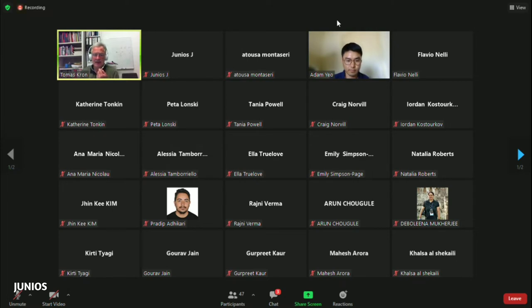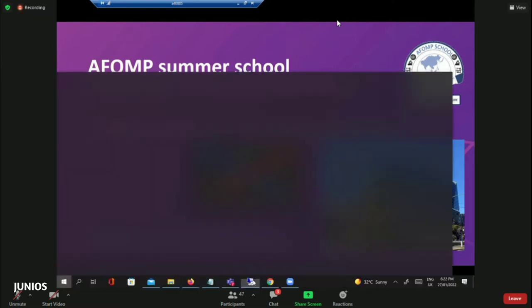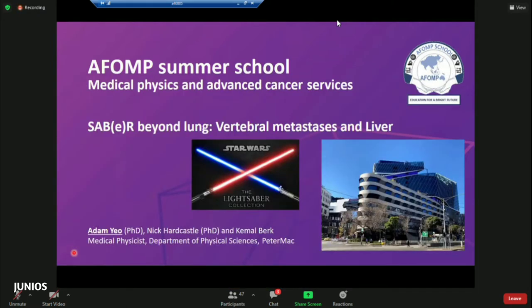The next speaker is Adam Yeo, who will talk about vertebral metastases and the liver. We've chosen these two because in patterns of care studies, or patterns of practice studies, in the US at least, after lung cancer, the liver and vertebral mets are the second most commonly treated targets in SABR treatments. So we felt it would be useful to give a lecture about that, because they are actually a lot more tricky in some aspects. And I'm delighted to have Adam delivering that lecture. Thanks.